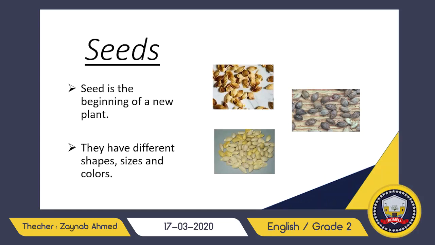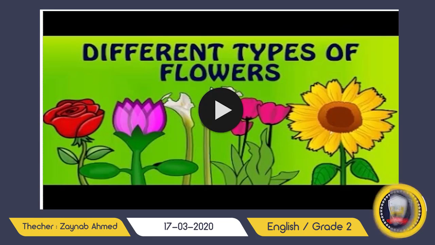You all know what a seed is. Most plants make seeds. A seed is the beginning of a new plant. And you know seeds have different shapes, sizes and colors. All seeds grow into the same kind of plant that made them. Many plants grow flowers. Flowers are where most seeds begin. We all know what flowers are, but we do not know the names of different types of flowers. So let us watch this video.